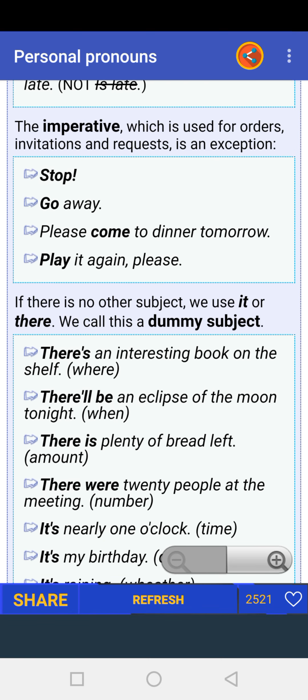Now let's go to the imperative form. The imperative, which is used for orders, invitations, and requests, is an exception. So for imperative form, there's no subject pronoun. For example, stop, go away, please come to dinner tomorrow, play it again, please.